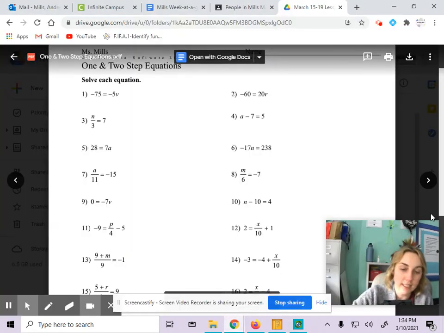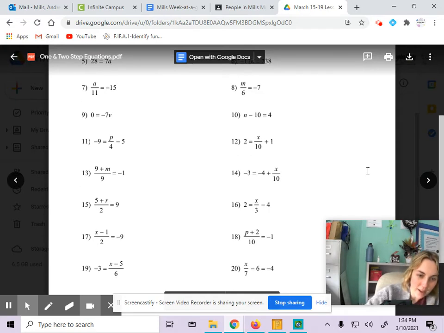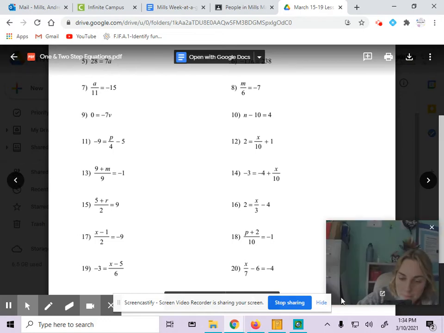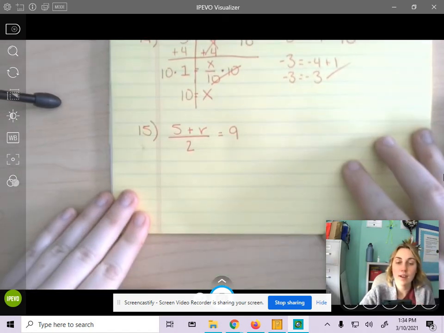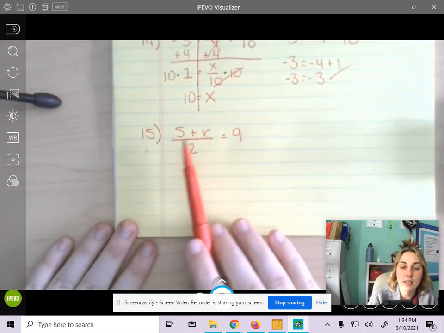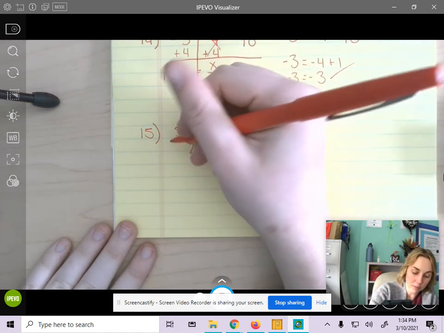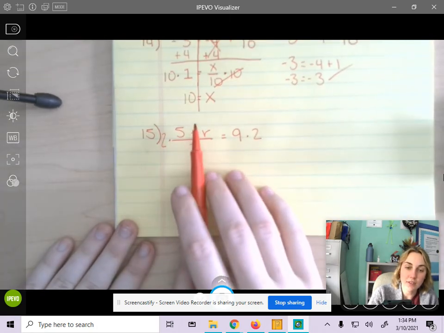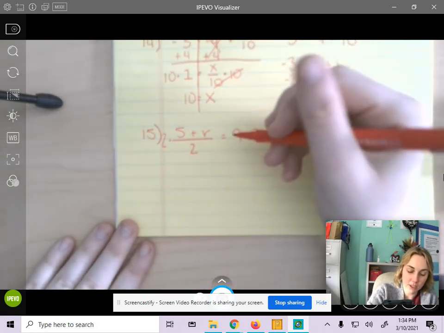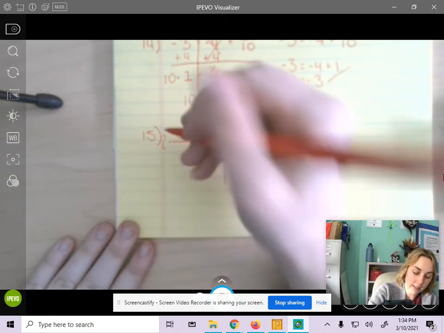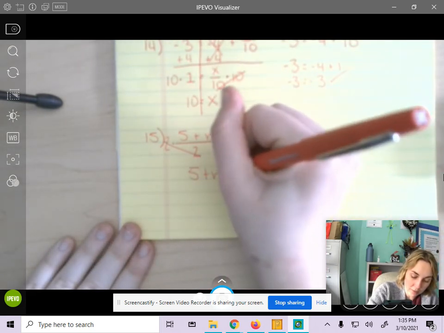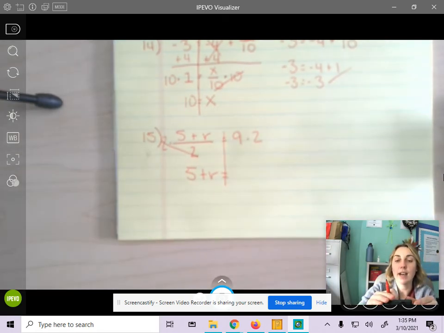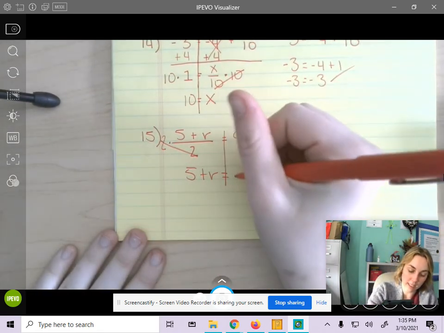All right, number 15 example is, let me check this out. We have 5 plus r, and that's over 2, and that's going to be equal to 9. All right, so again, we want to get rid of this constant first. So what we have to do is we're going to multiply both sides by 2 first, because the opposite of dividing this by 2 is multiplying it by 2. So these cancel out, leaving us with 5 plus r. And then we have 9 multiplied by 2. Well, 9 times 2 is going to get us 18.